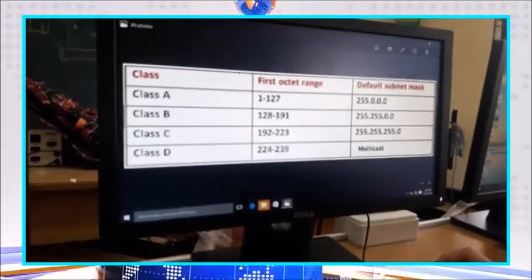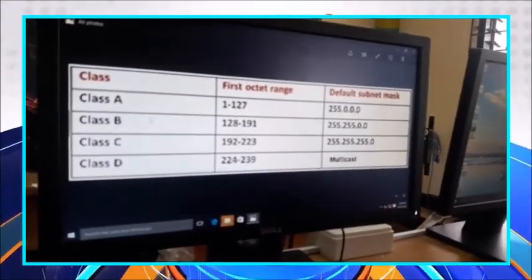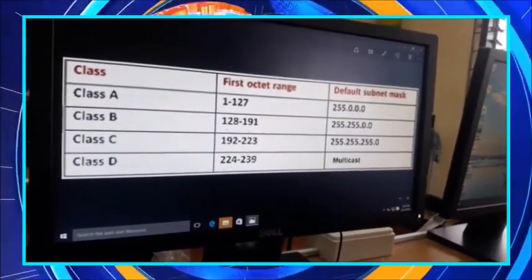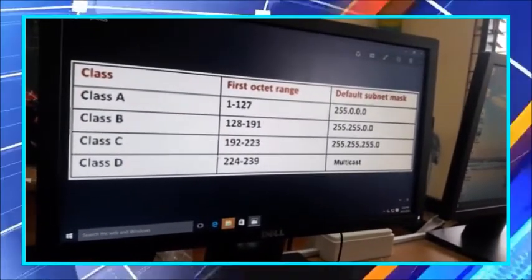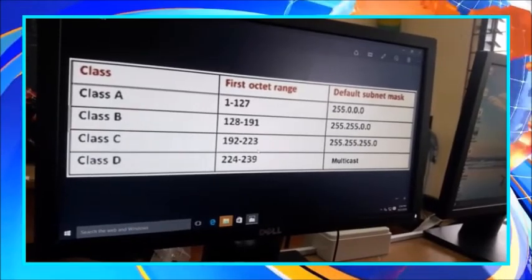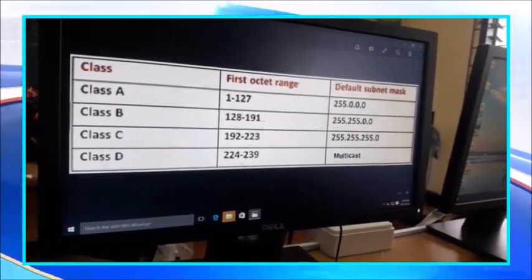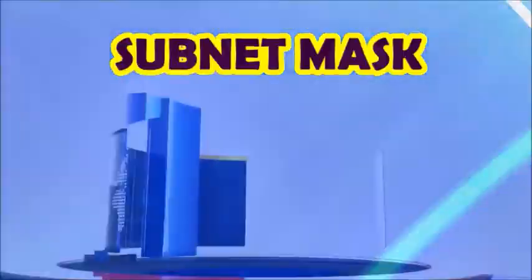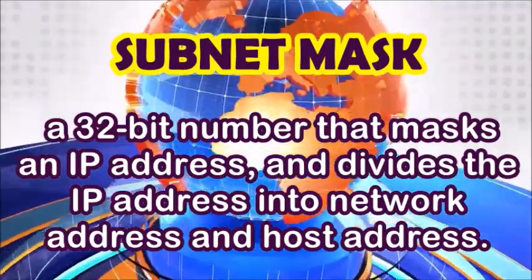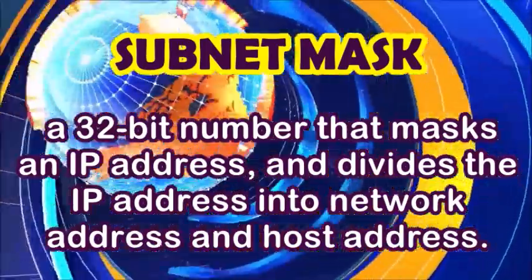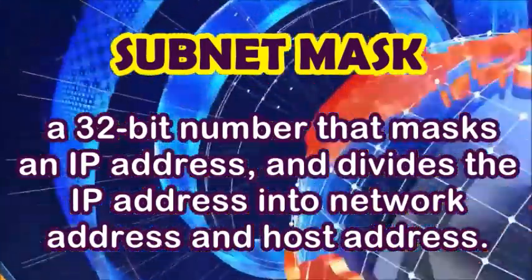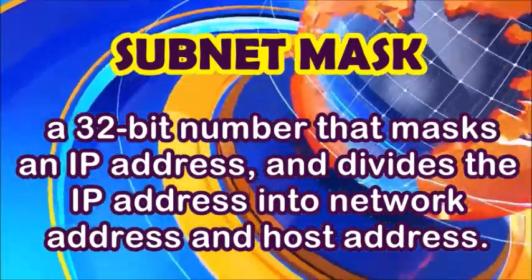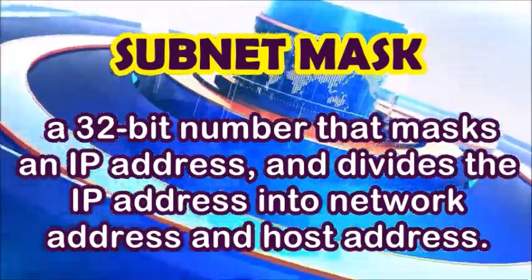Class A, 1 to 127. Class B, 128 to 191. Class C, 192 to 223. Class D, 224 to 239. And now, let's proceed to the subnet mask. A subnet mask is a 32-bit number that masks an IP address and divides the IP address into network address and host address.